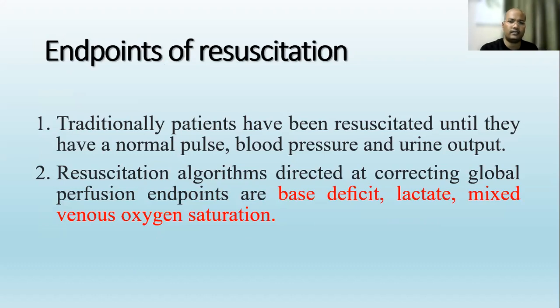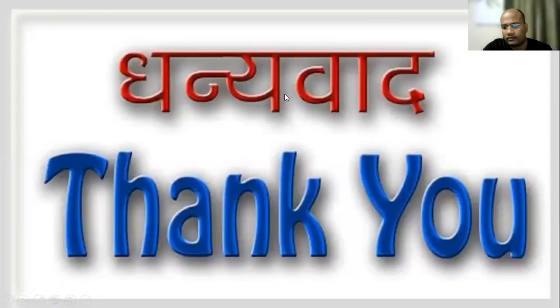But there are a few guidelines. Sometimes patients may maintain these things, but the patient may not have properly recovered from the shock. So the end points have been given as base deficit and lactate, mixed venous oxygen saturation through blood. These things are considered as the end points. But traditionally, if the patient is well oriented, with normal blood pressure, normal urine output, normal heart rate, then you can stop the resuscitation process. So that's how we have finished this complete shock condition, management of shock. Thank you.